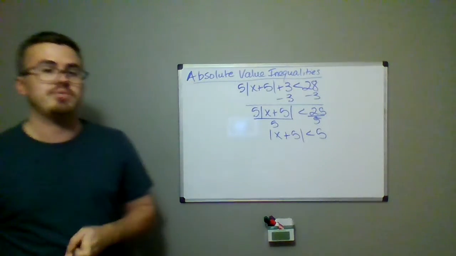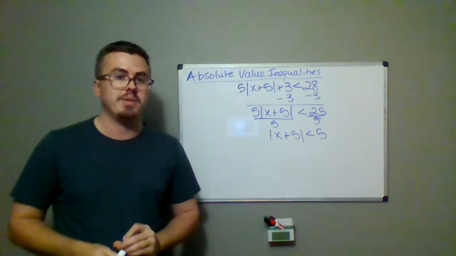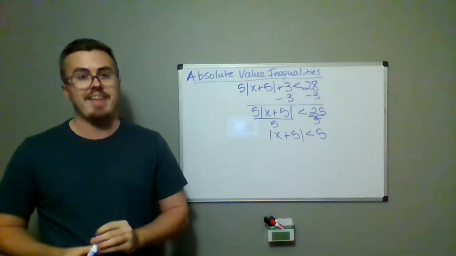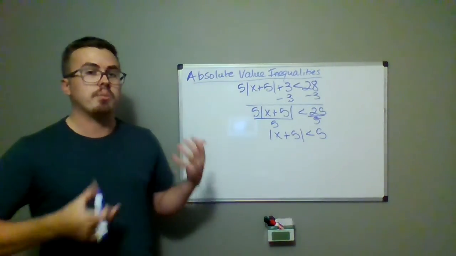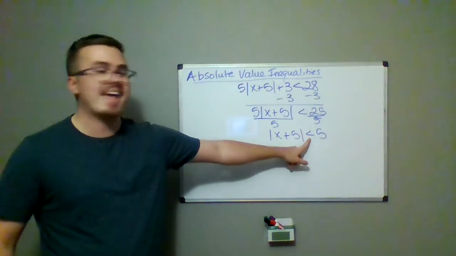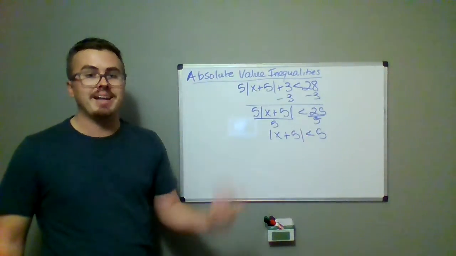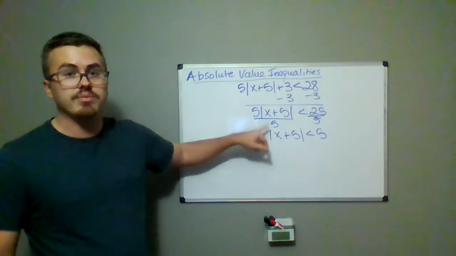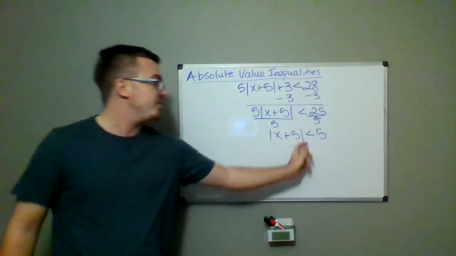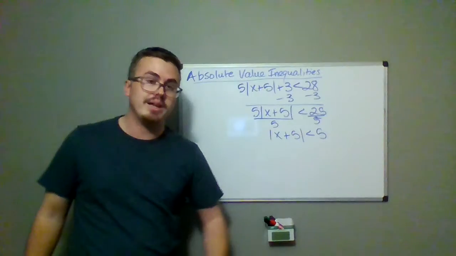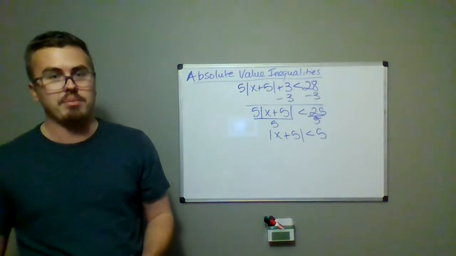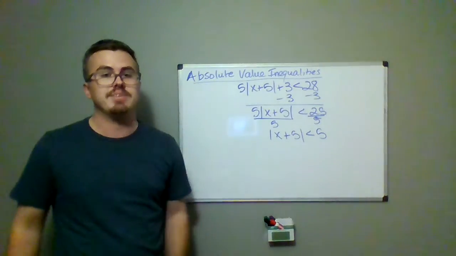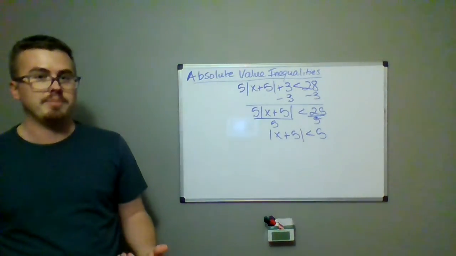Now this one looks very similar to the previous problem because we've got the absolute value of something, then an inequality, and then a number. Now, our prediction was correct. We still have that less than, so it's going to be an and problem. If this was a negative 5 and we divided both sides by negative 5, that inequality would flip and it would switch to an or problem. But since it was all positive, we divided by a positive, it stays an and problem.